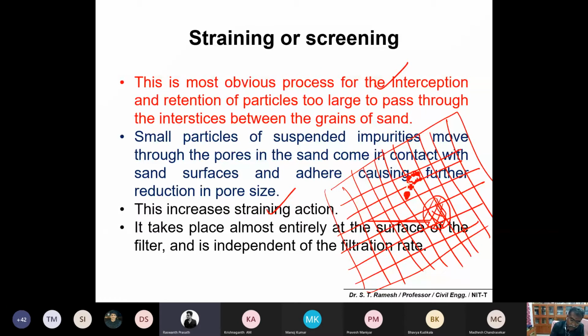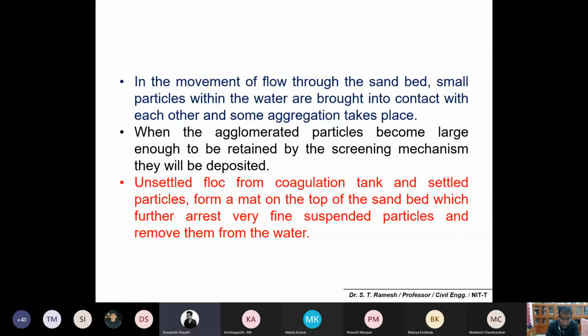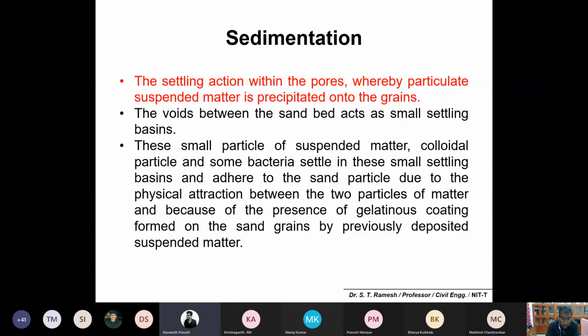The size of the opening will be getting reduced because of the accumulation of solids. It will also increase your straining action. Is it okay? Yes, sir. So this is what has been explained in this layout.